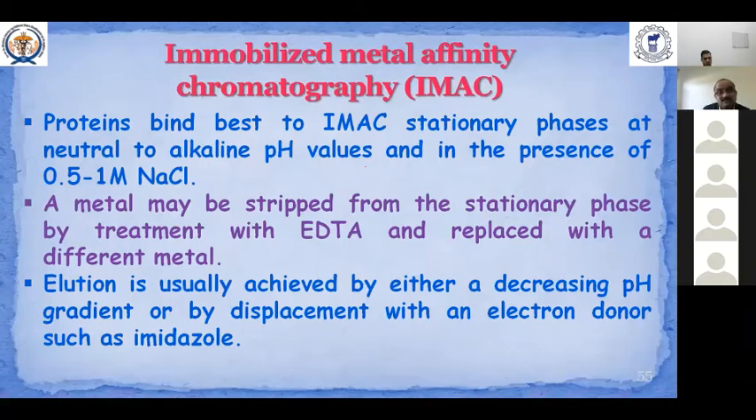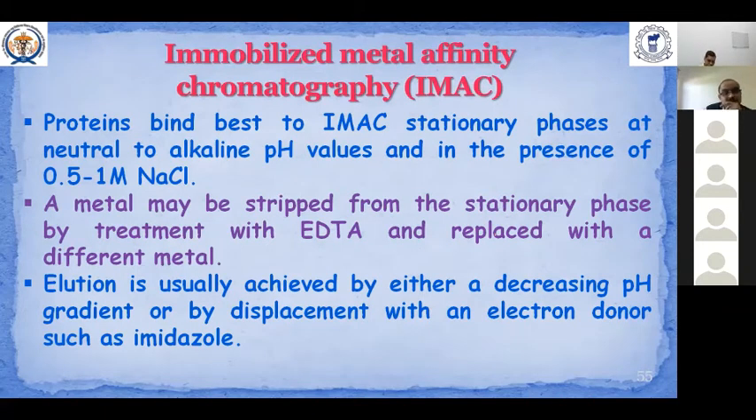A metal in the IMAC column may be stripped from the stationary phase by treatment with EDTA and replaced with a different metal. So whenever we want to replace the ions with another ion, the ions present in the column are stripped by the EDTA and then again replaced by another metal.